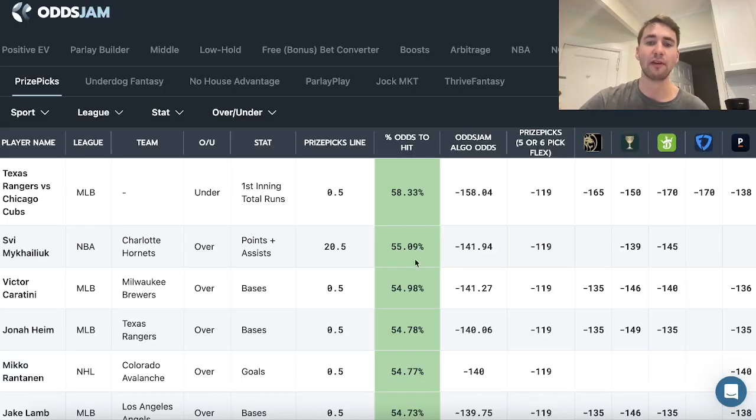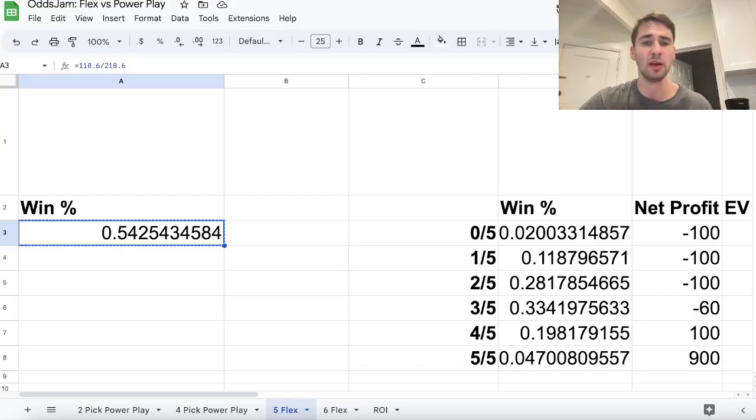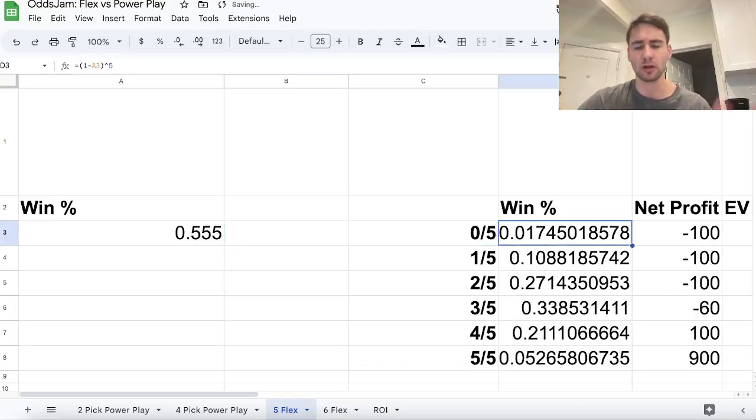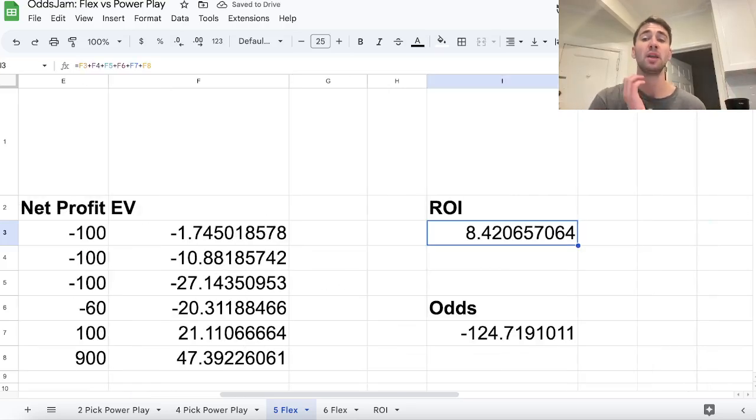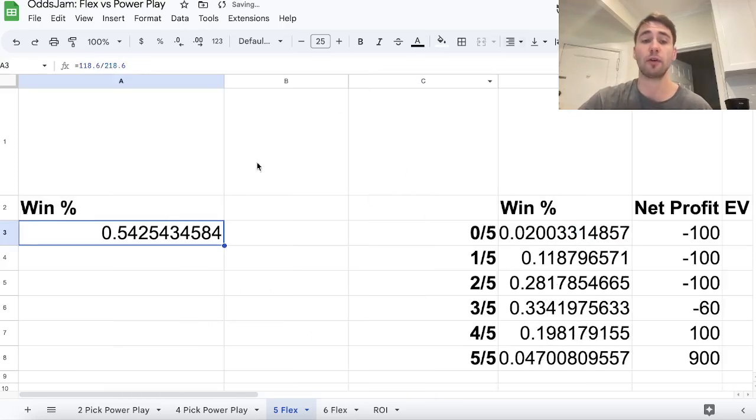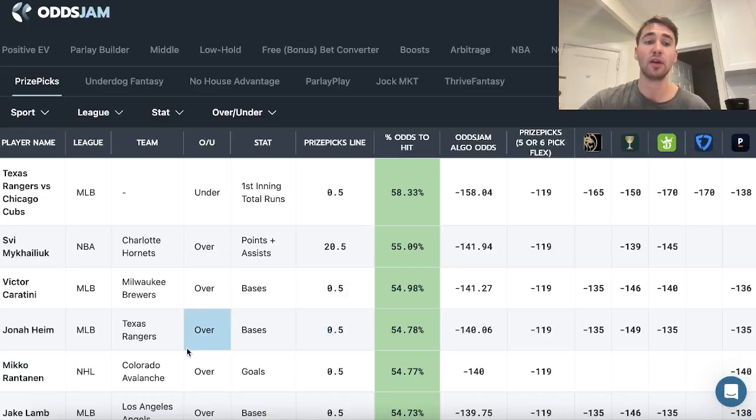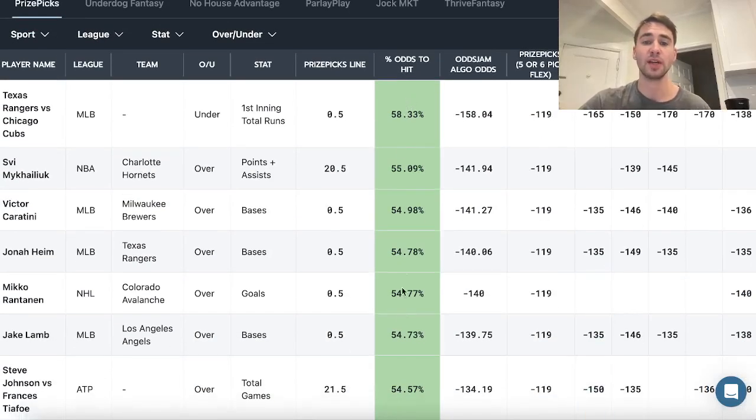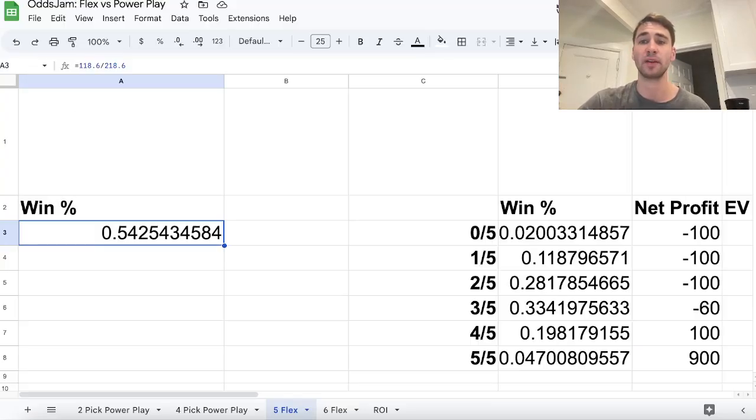If you just took an average of the top 5 and selected these top 5 picks from the fantasy screen, your ROI would be roughly, and I'll include this sheet in the description again, 8.42%, right? So pretty good. You're just looking for picks that are winning 54.5, 55, 56% of the time on PrizePicks, and you can use the fantasy screen, which just pulls in odds from all the sportsbooks and shows you the plays that have the highest probability to hit.